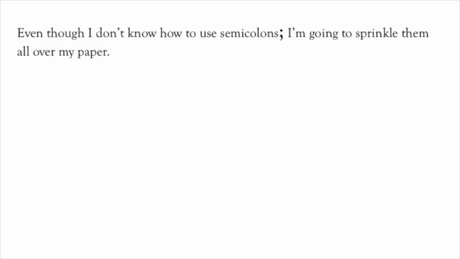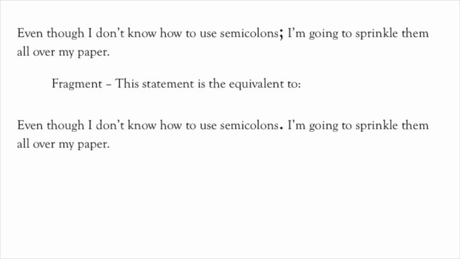This next statement reads, "Even though I don't know how to use semicolons; I'm going to sprinkle them all over my paper." So here we have a semicolon where we actually need a comma. This is why you want to be careful if you do choose to use semicolons. "I don't know how to use semicolons" would be a complete statement, but this conjunction "even though" subordinates it and creates a subordinate clause or a dependent clause. It's a dependent clause because it depends on the rest of this statement to complete it.